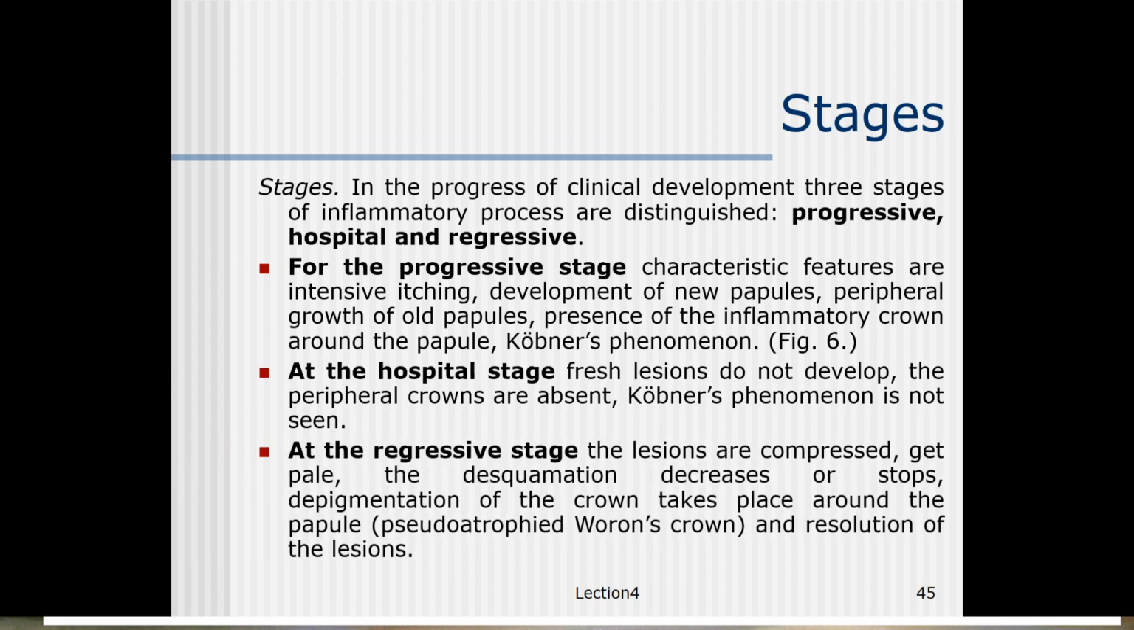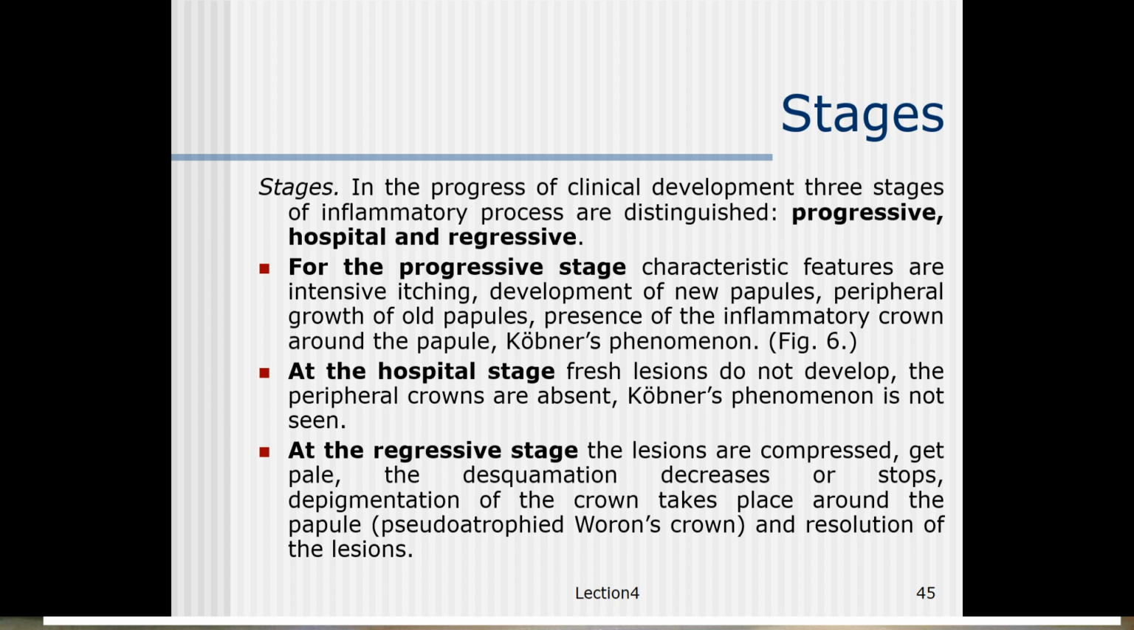Stages. In the progress of clinical development, three stages of the inflammatory process are distinguished: progressive, stationary, and regressive. For the progressive stage, characteristic features are intensive itching, development of new papules, peripheral growth of old papules, presence of the inflammatory crown around the papule, and the Koebner phenomenon.